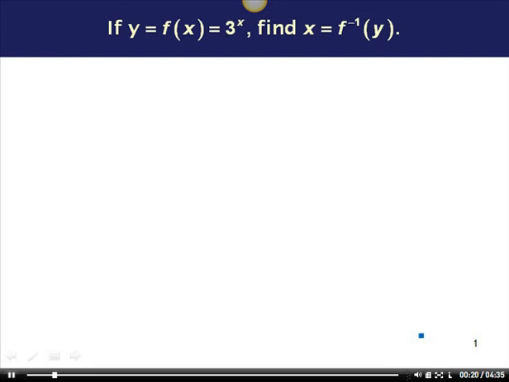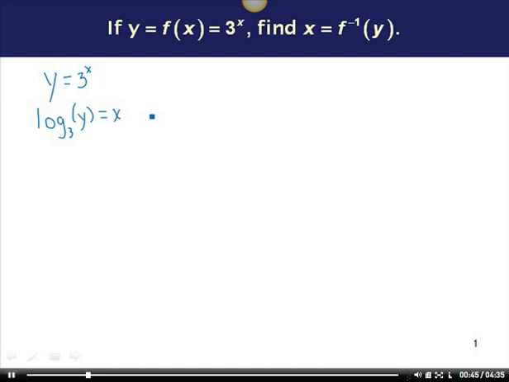So I'm going to start with my exponential equation, y equals 3 to the x. I need to solve this equation for x. I can do that by switching from exponential form to logarithmic form. I have a base 3 exponential, so my logarithm is going to be base 3. I have log base 3 of y equals x.